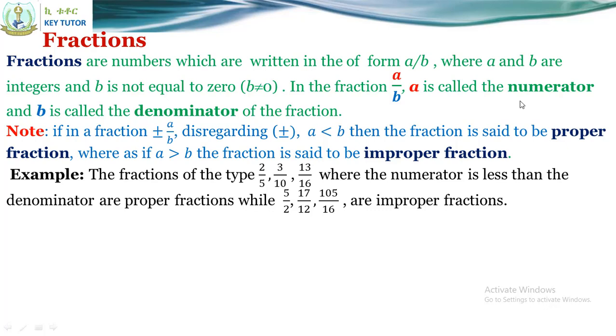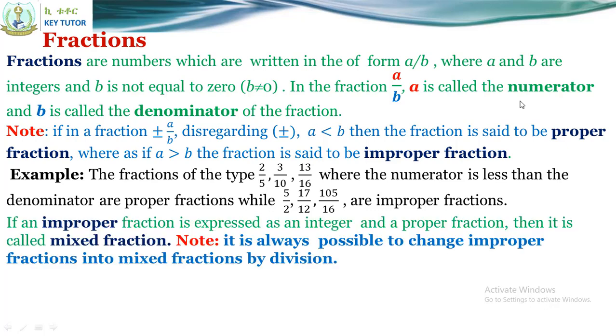Take 2 over 5. You see, the numerator 2 is less than the denominator 5. In 3 over 10, the numerator 3 is less than the denominator 10. In 13 over 16, the numerator 13 is less than the denominator 16. These 3 fractions are simply proper fractions. In the case of 5 over 2, 17 over 12, 105 over 16, in each of them the numerator is greater than the denominator. These fractions are simply improper fractions.